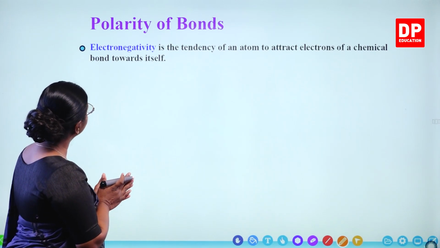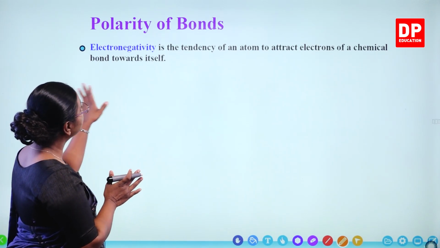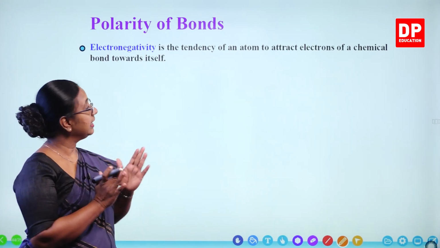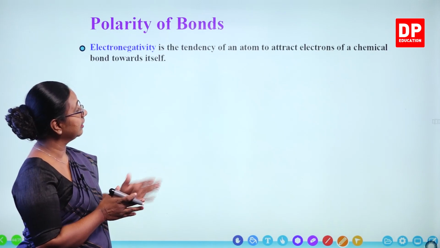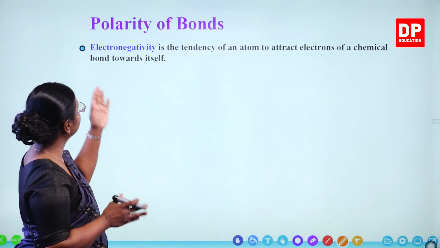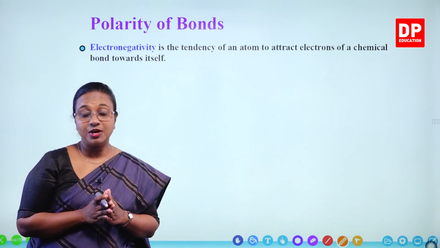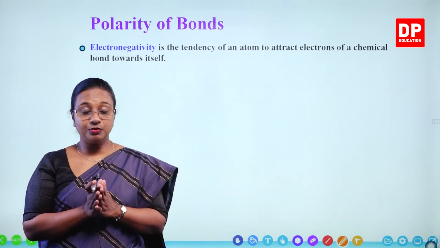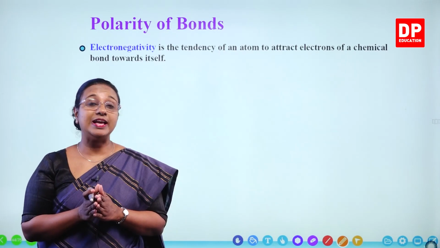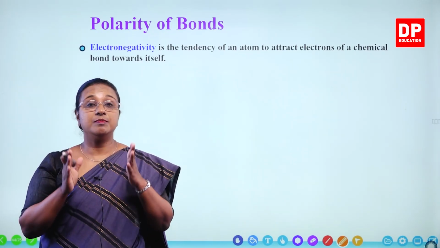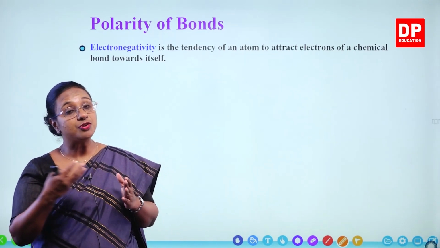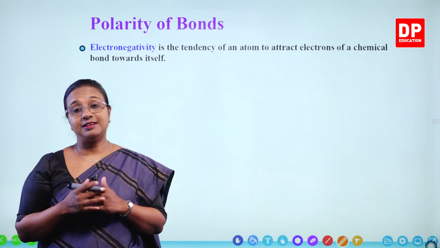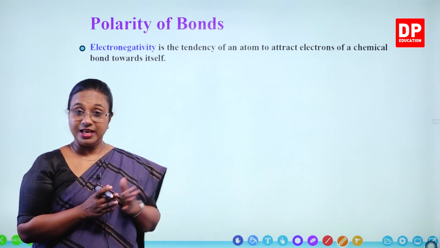So before we discuss polarity, try to remember what electronegativity is. You all know it is the tendency of an atom to attract electrons of a chemical bond towards itself. When two atoms are involved in a covalent bond, the shared electrons can be drawn towards one atom. The ability to draw the electrons is known as electronegativity.